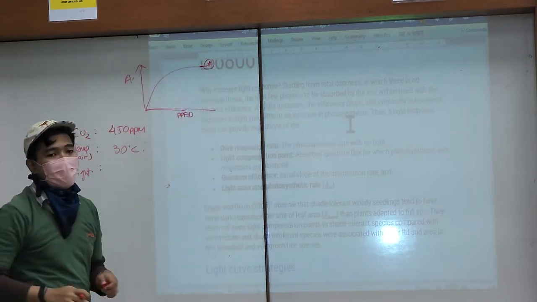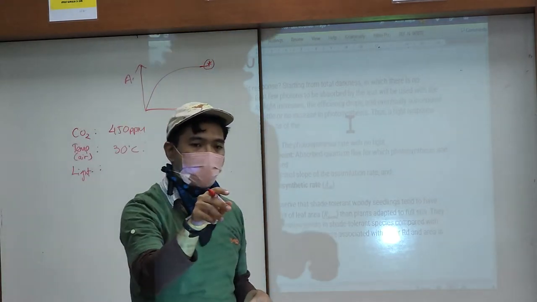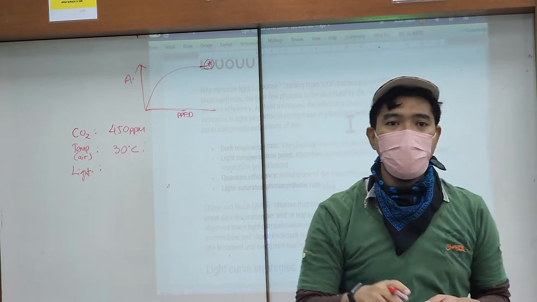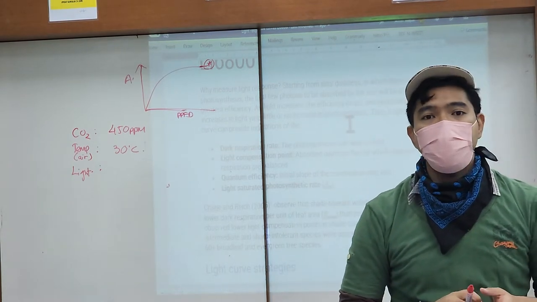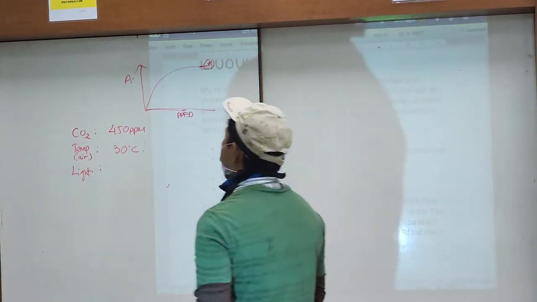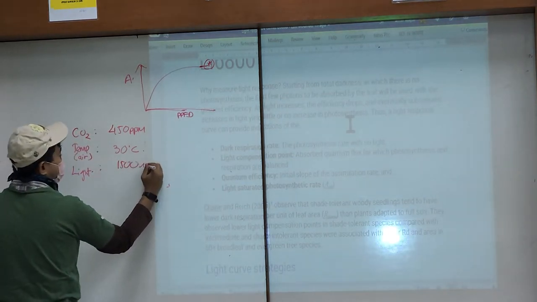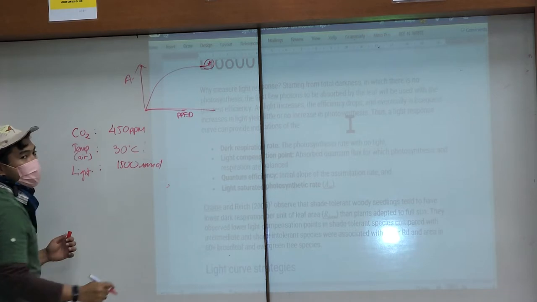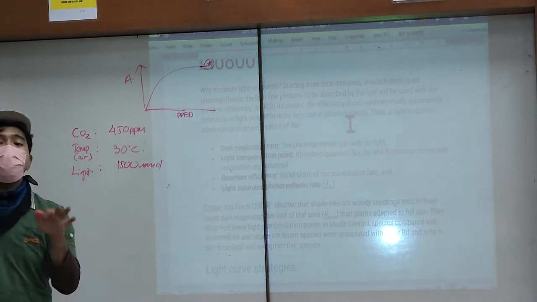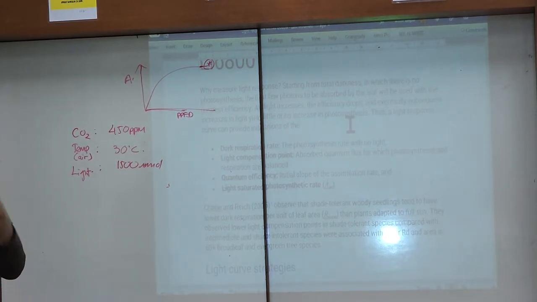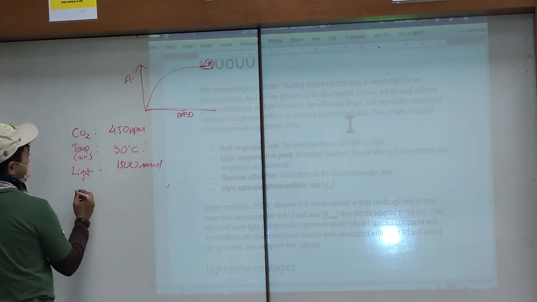Light point. I think in the manual, it says if you are dealing with C3 plants, use 1500 of light value. If you are dealing with C4 plants, use 2000. So use 1500. And what else do we set?